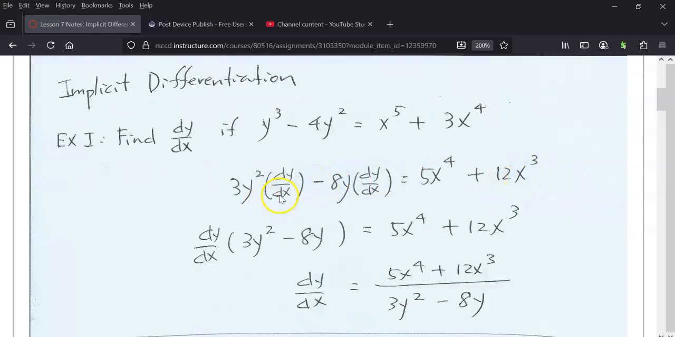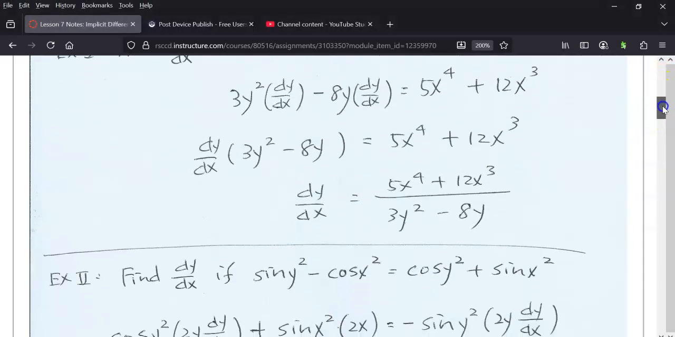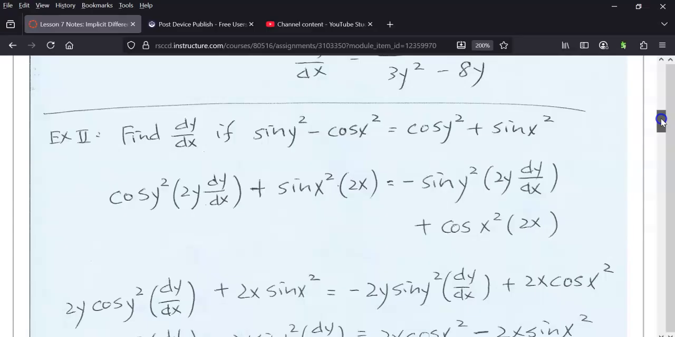Now, notice we have a dy/dx term here. We can group them and factor out dy/dx. You end up with dy/dx times the parentheses 3y squared minus 8y. Then divide by this term on both sides. Our derivative of this equation here is 5x to the fourth power plus 12x cubed, divided by 3y squared minus 8y. And that's implicit differentiation. All right, let's try another one.